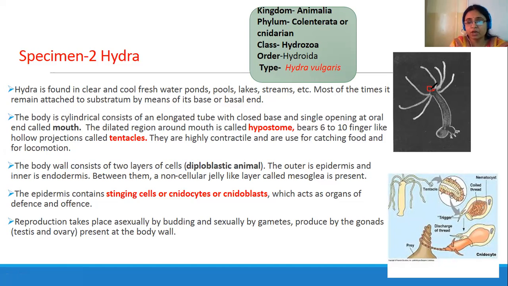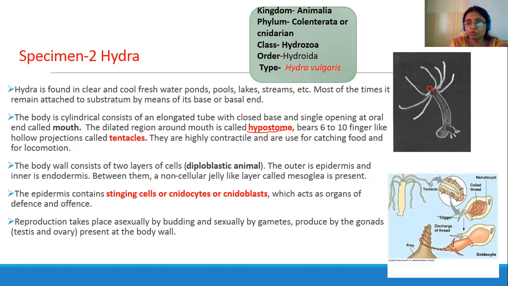So in this hydra, only a single opening is there, only mouth is there, no anus is there. Fine. So this only single opening will be there. So this mouth remains surrounded by a dilated region, which is called a hypostome.